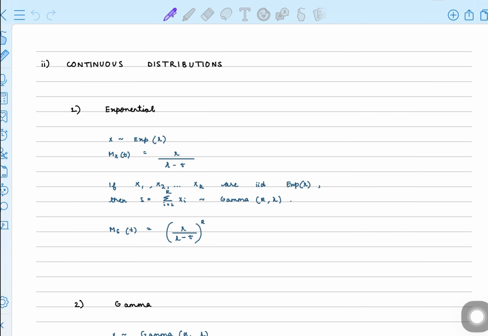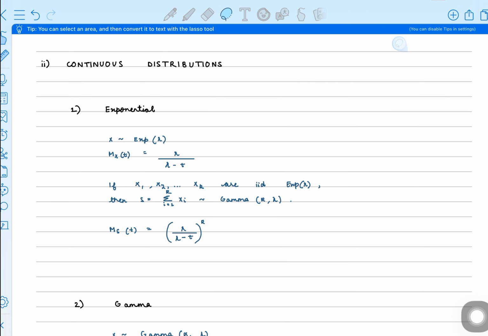Just like we did for discrete distributions, we now apply the exact same MGF property to continuous distributions. The idea is exactly the same as before. The MGF of x plus y is equal to the product of the individual MGFs of x and y. After multiplying these MGFs, we simply compare the resulting expression with the standard MGF of the known distribution. Let's begin with exponential distribution.